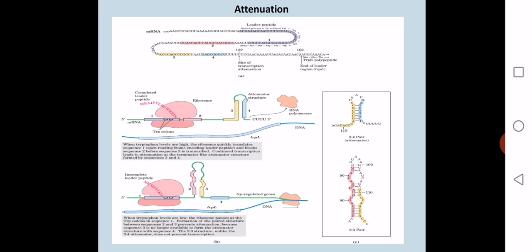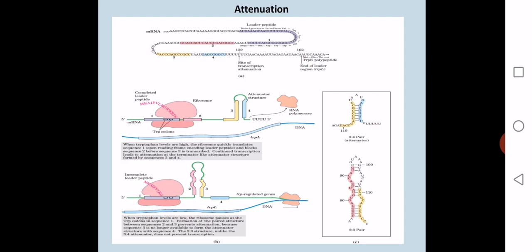And 4 will be free. 3 is not available to form a stem loop with 4, since 3 has already been bound by 2. So 4 is free. So this causes the RNA polymerase to continue transcription through the structural genes, right? That means there is an anti-termination. There is no termination of transcription due to the ribosome stalled in the sequence 1. So this is about attenuation.